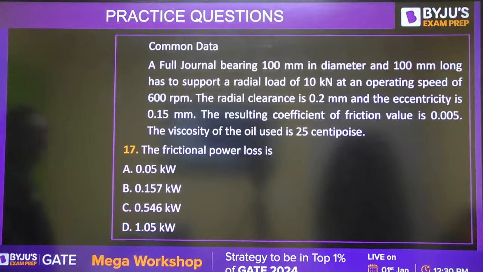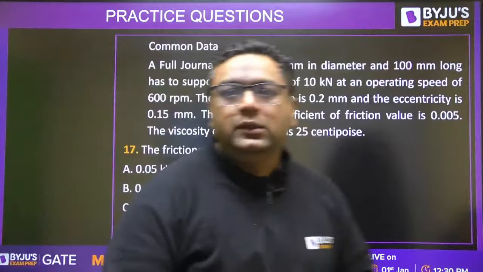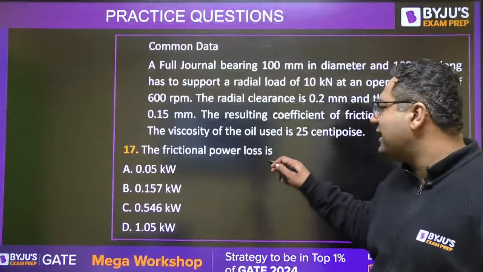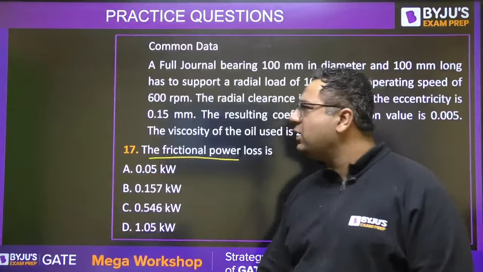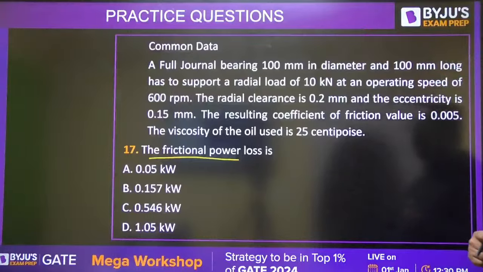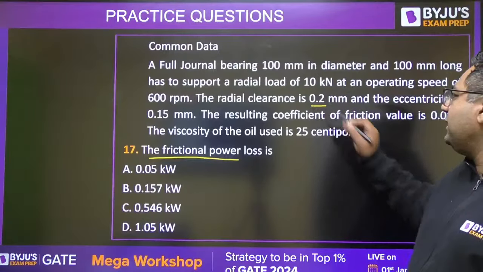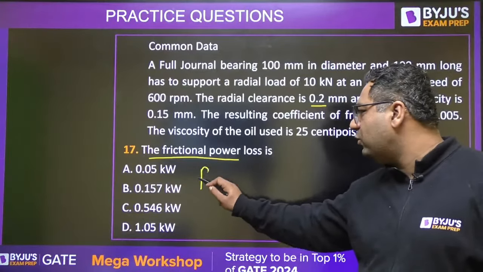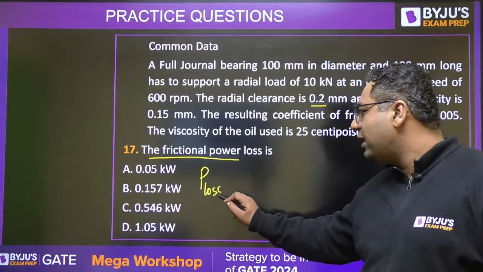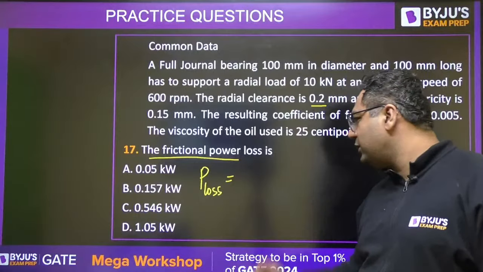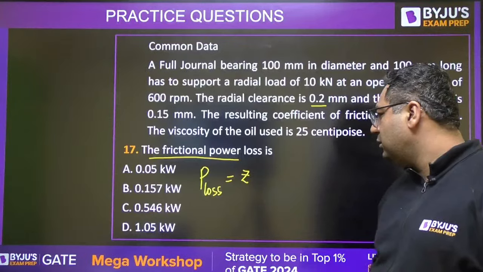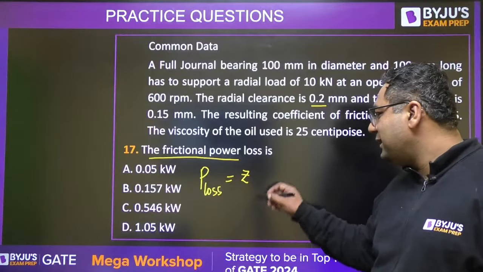Moving to question number 17, the same data. This time you need to answer frictional power. That is why I have replaced that question. I thought you would be answering from here. So he is giving you the radial clearance, so you know the power loss will come out to be. So I wanted one type of question. So it is Z. Yes. Z.